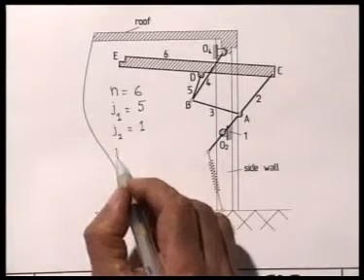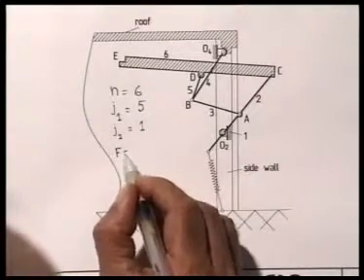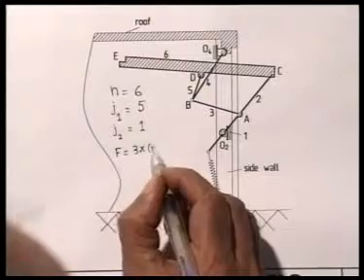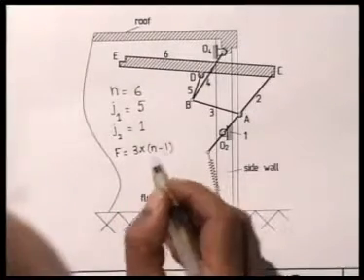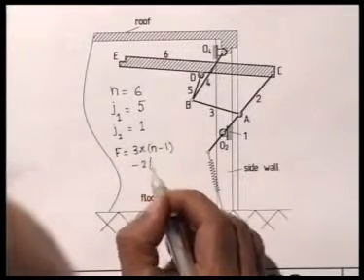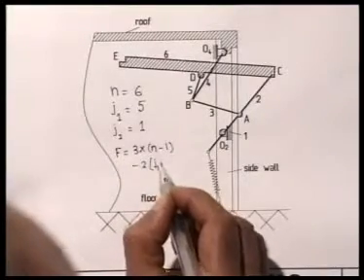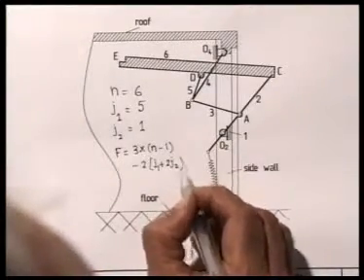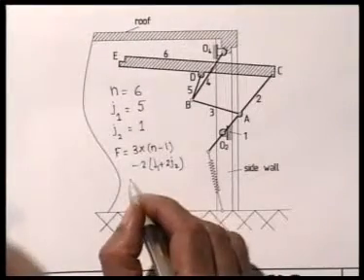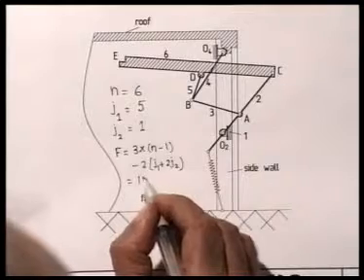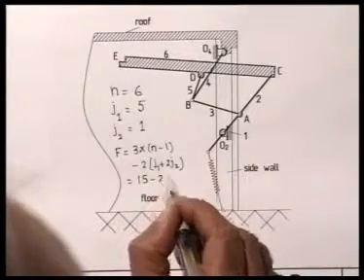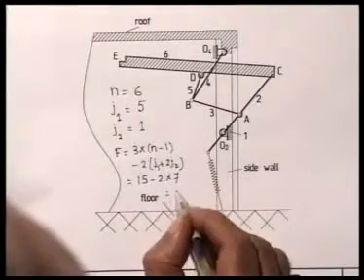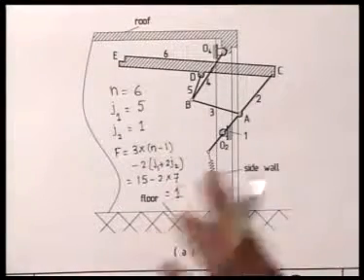So the degrees of freedom of this mechanism using our known formula is F equal to 3 into (n minus 1) minus (2 J1 plus 2 J2)... If we substitute these values, we get 3 into 5, 15, minus 2 into 5 plus 2, 7, 14, is equal to 1. So we have a single degree of freedom mechanism.